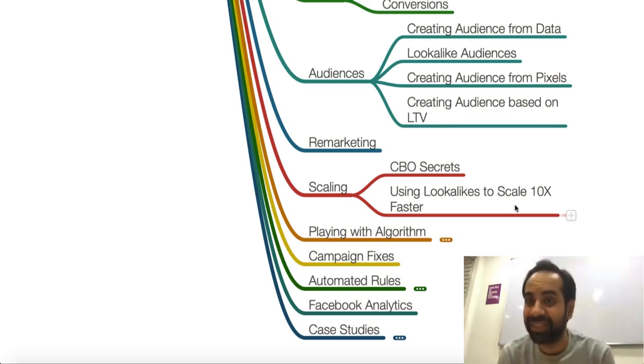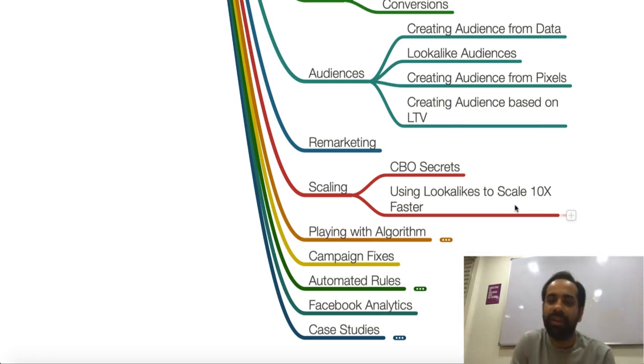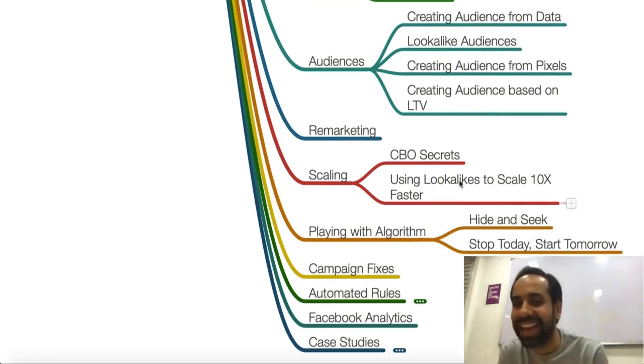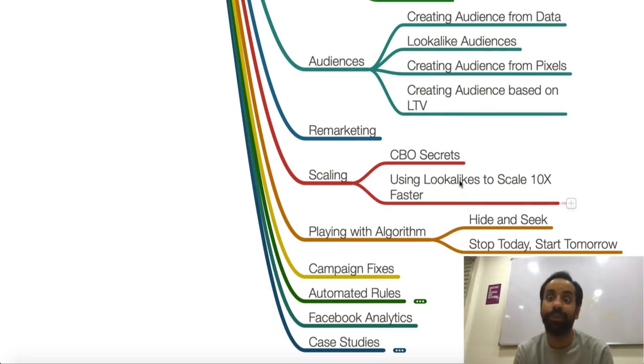Then using lookalikes to scale 10x faster with a 1 to 10% method, right? Then we're going to talk about how to play with the algorithm. Hide and seek. We're going to play a game with the algorithm of Facebook. Then we're going to talk about stop today, start tomorrow, if our ads fail to run, of course.